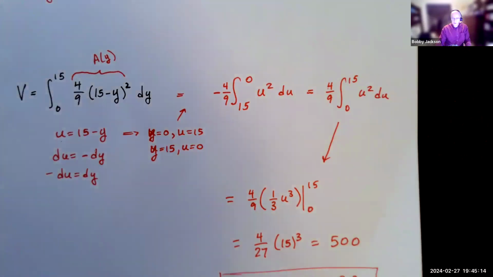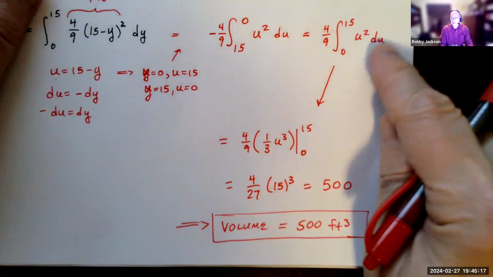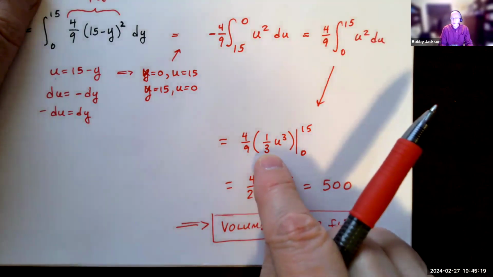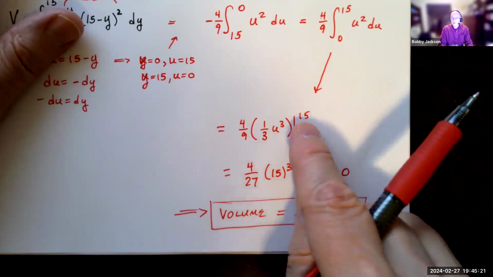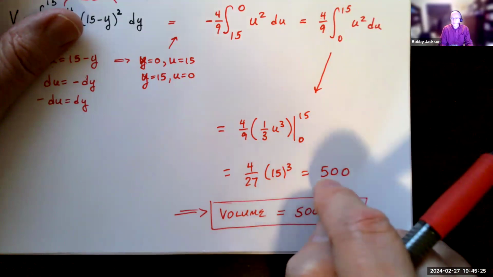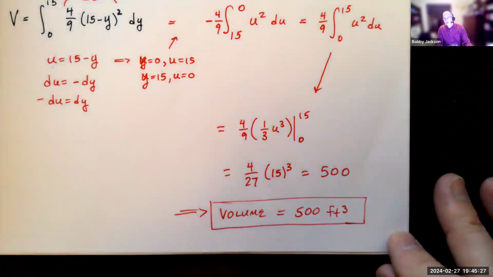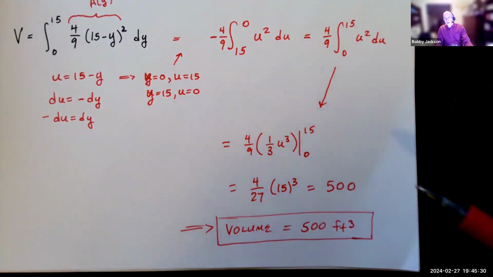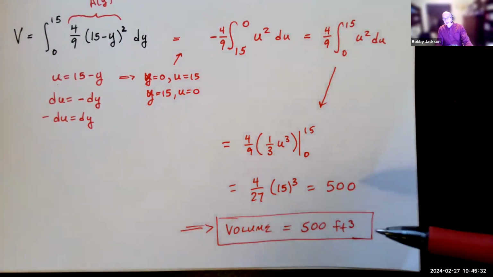So what is that result actually? Well, if we find the antiderivative of u squared, as we said, that's 1/3 u cubed. And so plugging in 15, plugging in 0 and subtracting, we get this expression, which is equal to 500. So the volume is 500 cubic feet. So the integration is not that bad. It's just setting it up so that we get this volume.